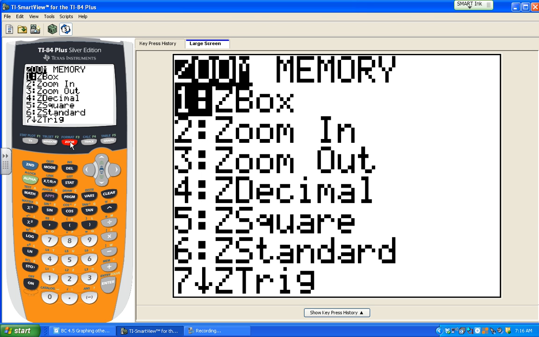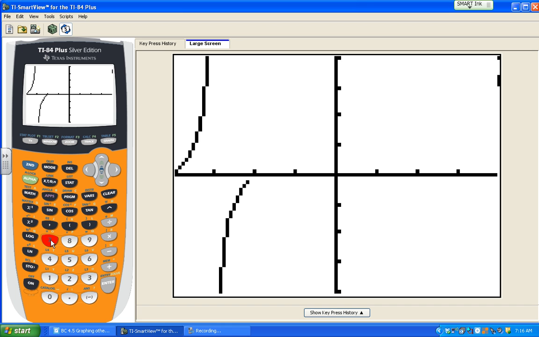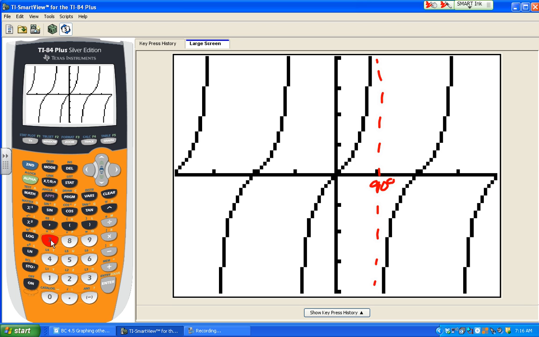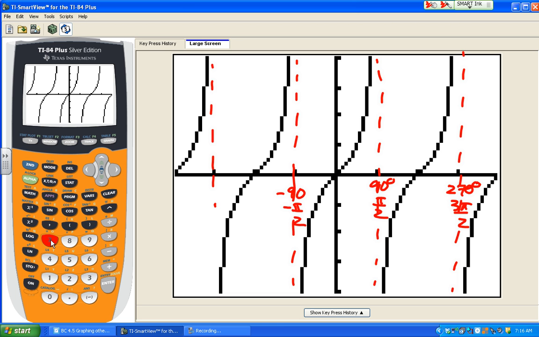Now, I'm doing zoom 7, which is a Trig screen, and this is what's going on. Okay, now, I happen to be in degrees. This spot right here is 90, also known as pi over 2. This spot right here has a reference angle of 90, 270, 3 pi over 2. This spot right here, negative 90, negative pi over 2. And one more asymptote showing, negative 3 pi over 2, or negative 270. Sorry, I got my pattern going there.